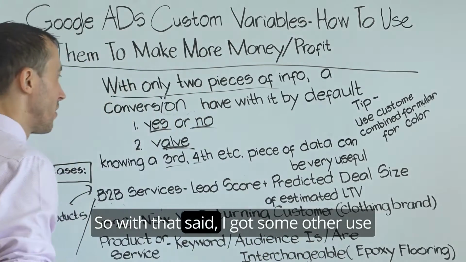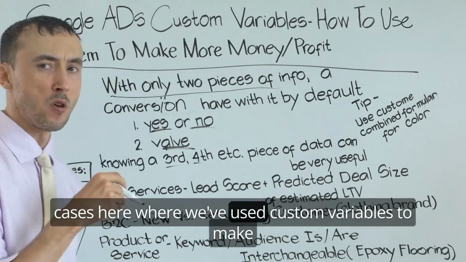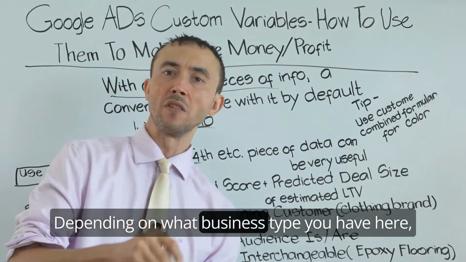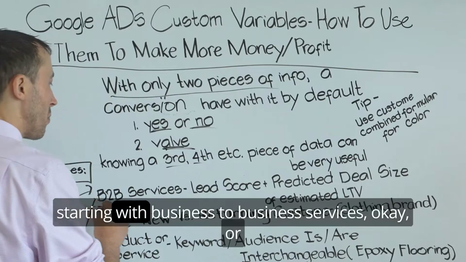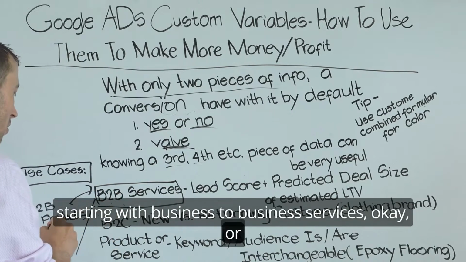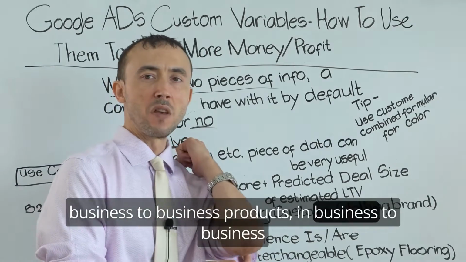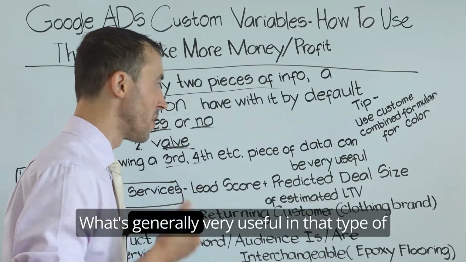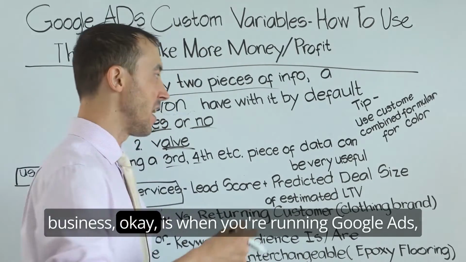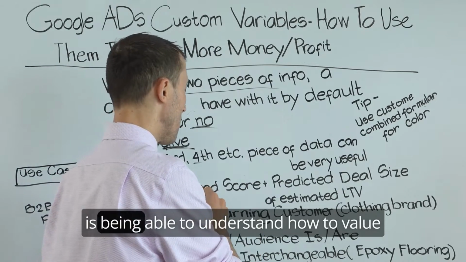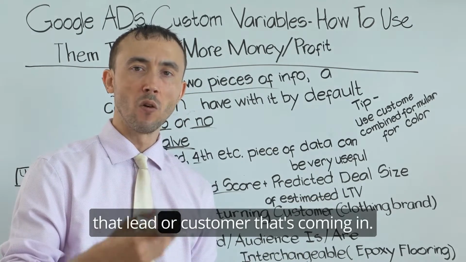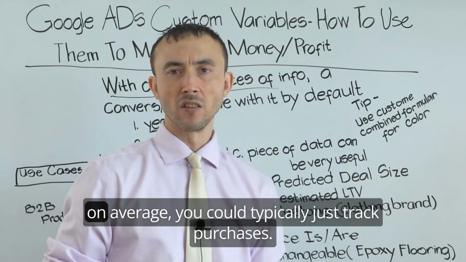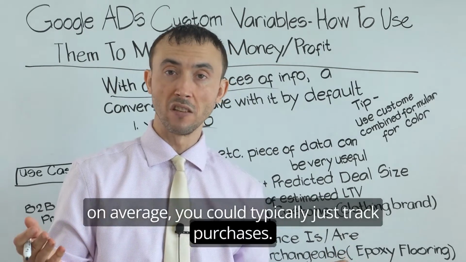So with that said, I got some other use cases here where we've used custom variables to make money in the past that you should be able to use to make money for your business, depending on what business type you have. Starting with business-to-business services, or business-to-business products. In business-to-business companies where you're selling to other businesses, what's very useful when you're running Google Ads is being able to understand how to value that lead or customer that's coming in. If you sell something that's less than $300 on average, you can typically just track purchases.